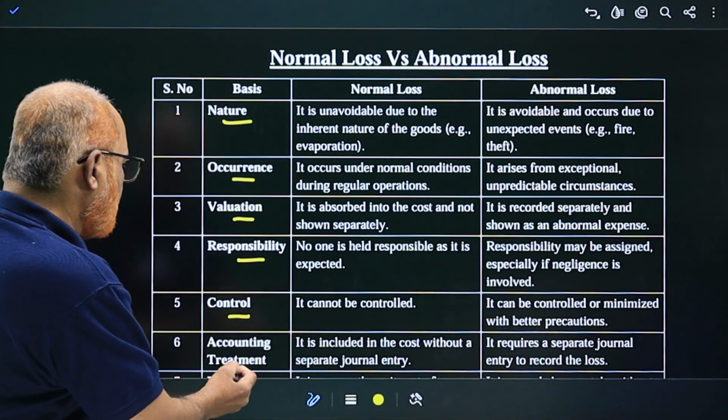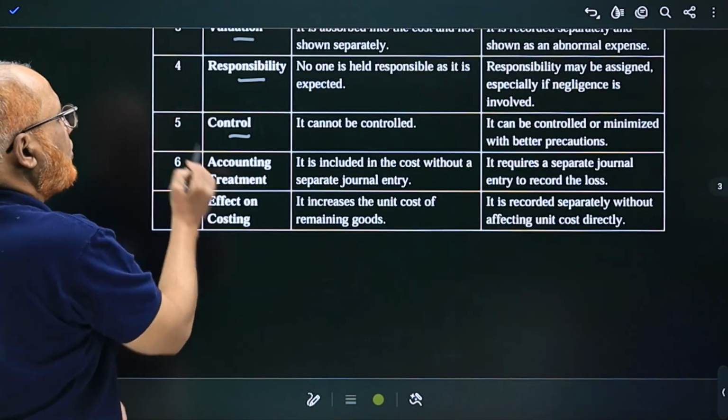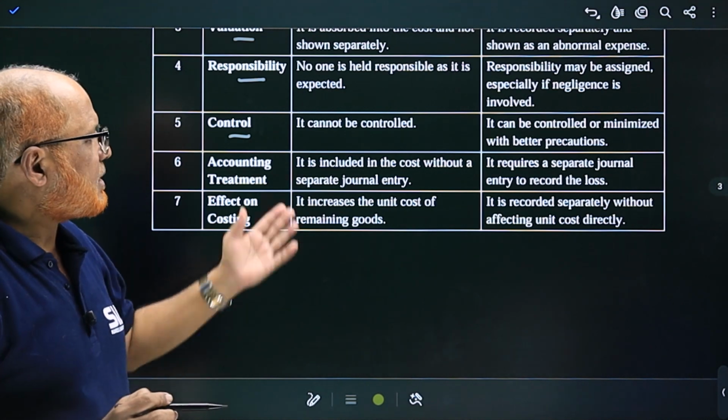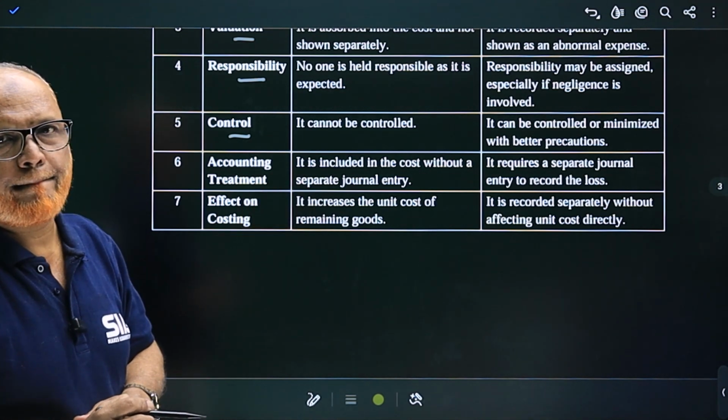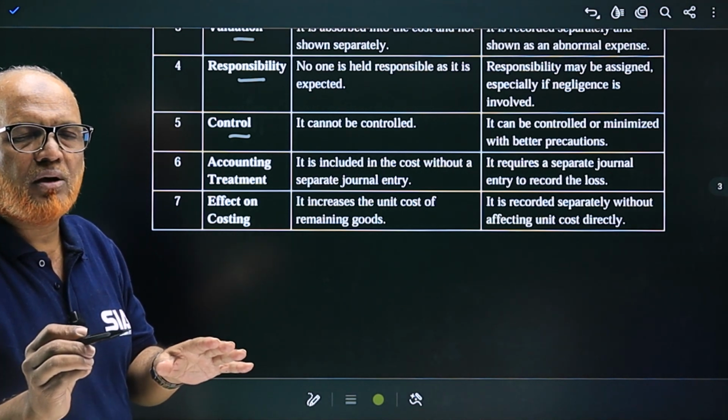Next one is accounting treatment. Now, for normal loss, the accounting treatment is that it is included in the cost without a separate journal entry. No separate journal entry is required, and no separate calculations are required.